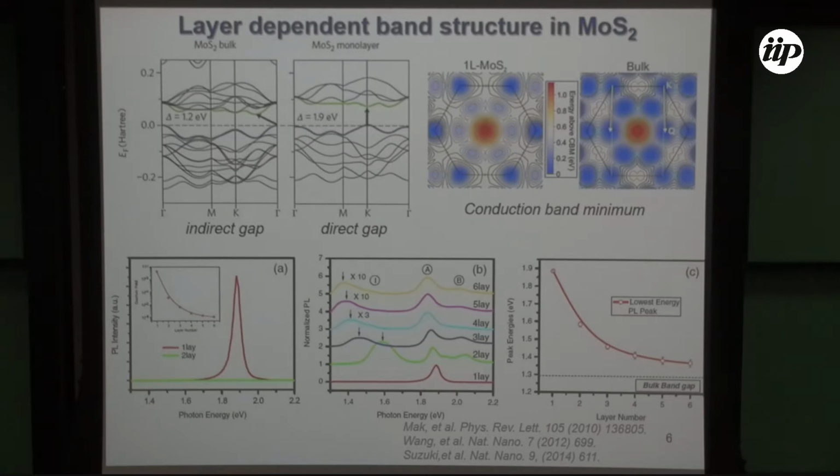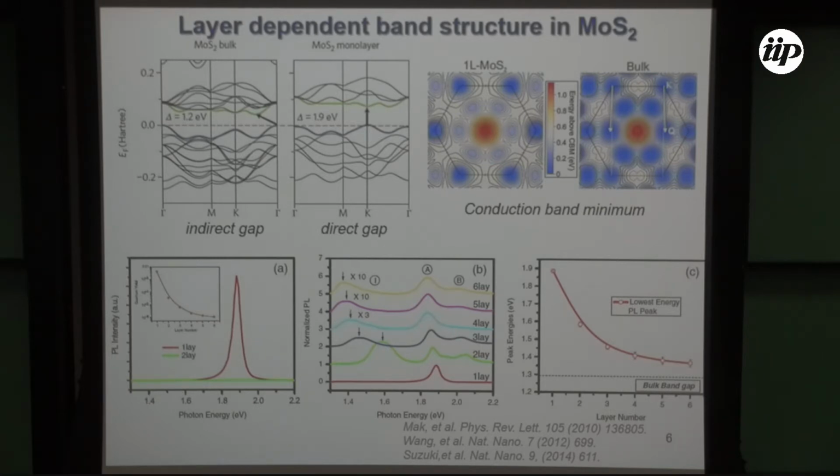This is just to demonstrate the conduction band minimum for monolayer and bulk, just to see that this state over here, between K and gamma, actually is very high intensity in this case.